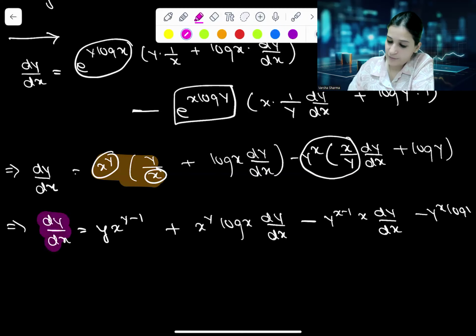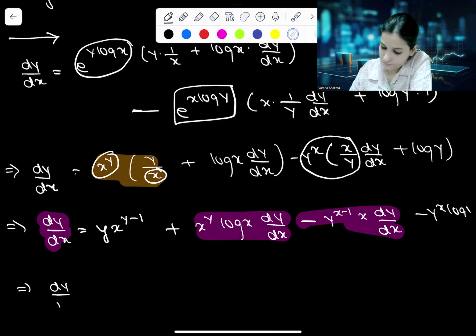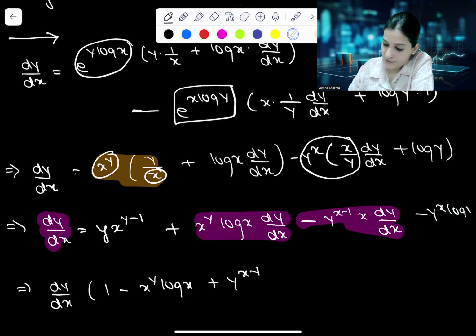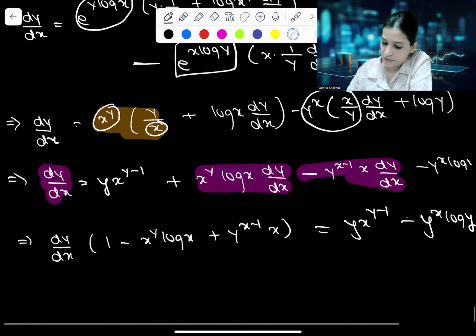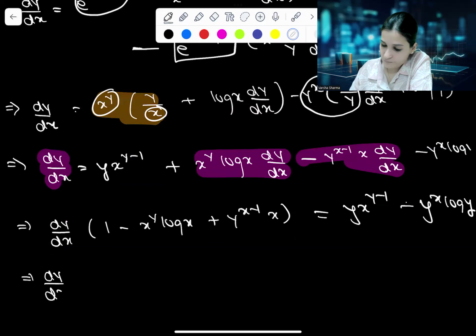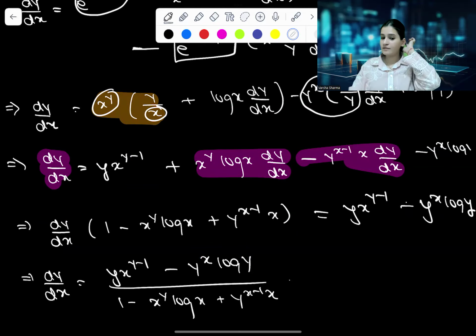Now take dy by dx common: 1 minus x power y log x plus y power x minus 1 into x. Shift: dy by dx equals y into x power y minus 1 minus y power x log y, divided by 1 minus x power y log x plus y power x minus 1 into x. It became a little too complicated. You don't need such a complicated one.